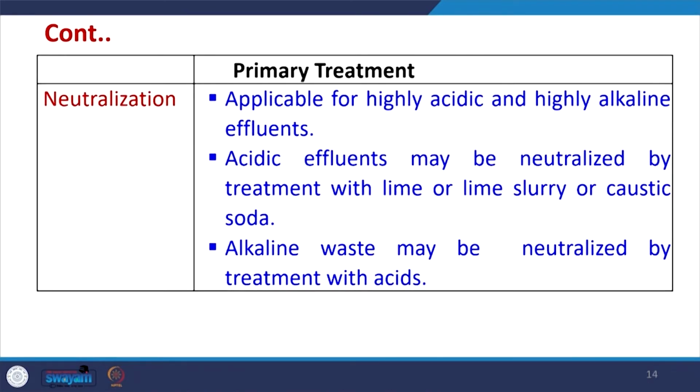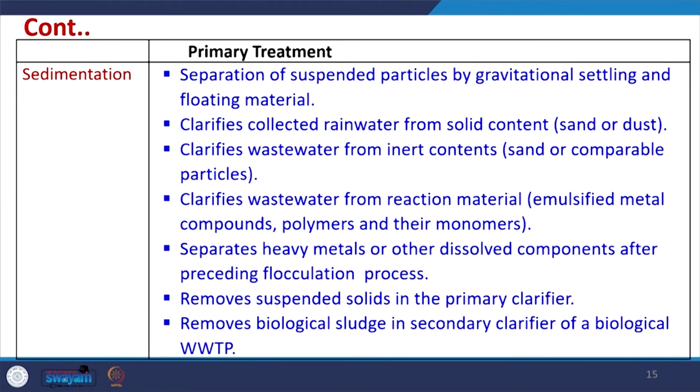Now, in the primary treatment, some neutralization may be done depending upon whether we have highly acidic or highly alkaline effluent. The acidic effluents may be neutralized by treatment with lime or lime slurry or caustic soda. Alkaline waste may be neutralized by treatment with some acids. So, this is possible. Neutralization may be the first step in the primary treatment depending upon the requirement.